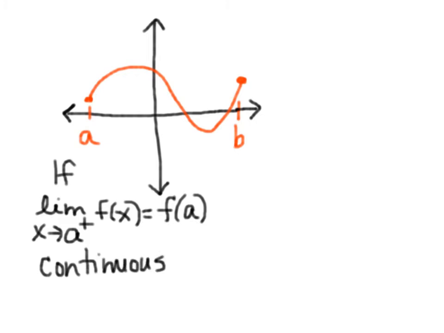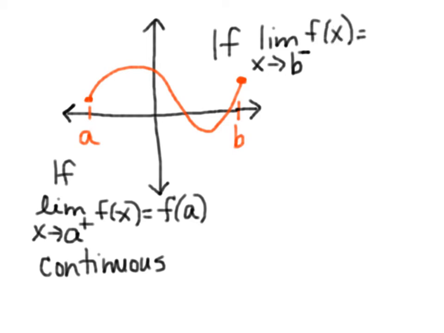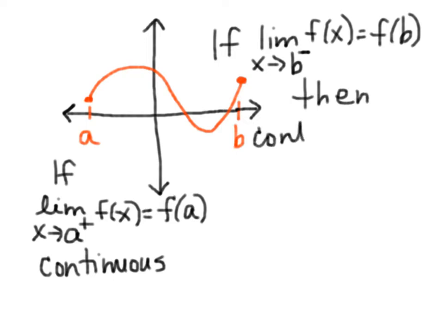Let's look at the other side for B. If the limit as x approaches B from the left, which is the only way you can get to it, if that is equal to the actual function value, no open holes, then it's continuous at x is equal to B.